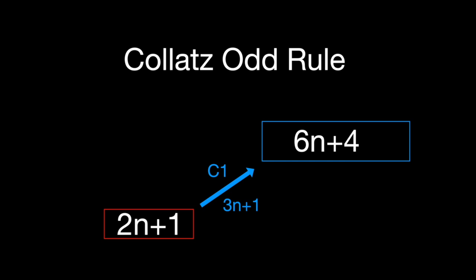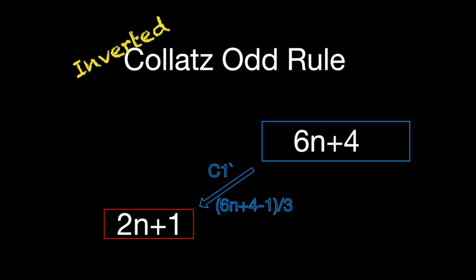But again, because I'm trying to construct the tree, I don't want to go in this direction, I want to reverse it, so I'm building up from the bottom. That means my steps would be, I subtract 1 from 6n plus 4, and then I divide by 3, and I get 2n plus 1. Well, that tells me that 6n plus 4 equivalence class integers are the only ones that are going to create odd integers, because 2n plus 1 is every odd integer. So 6n plus 4 is going to have a predecessor of 2n plus 1.